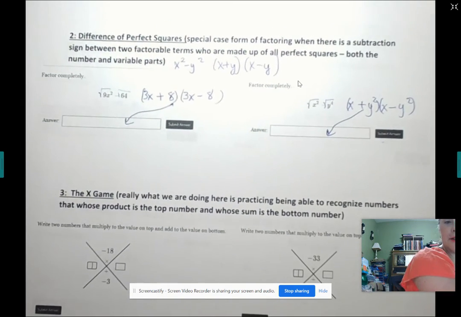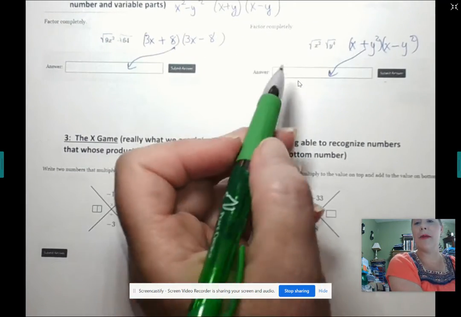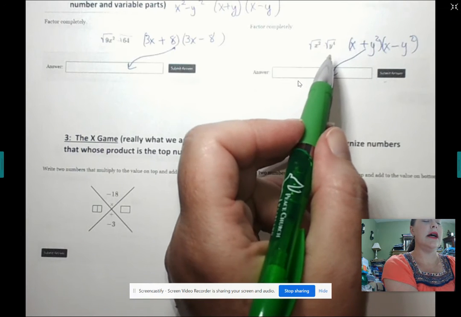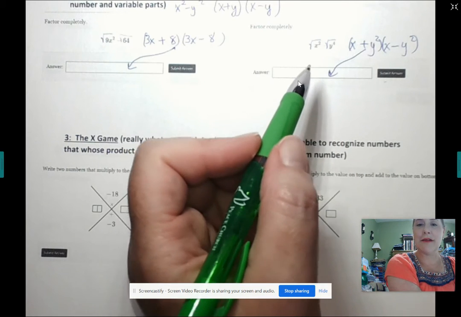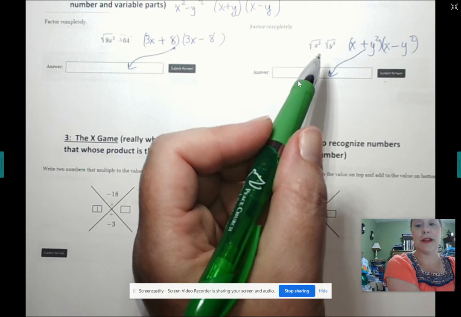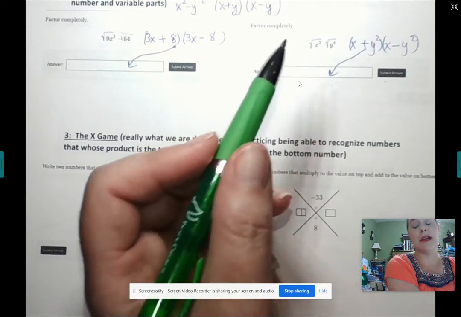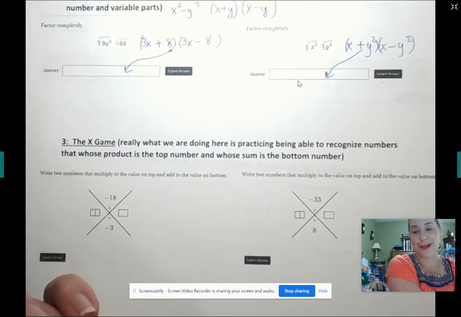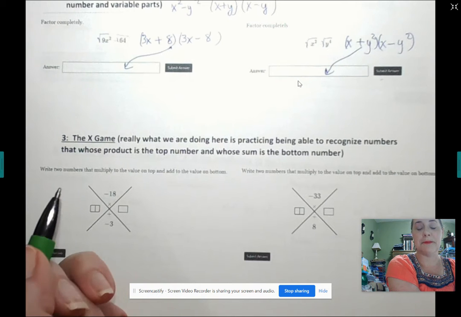So difference of perfect squares is pretty easy. Even if you have higher powers, 8th powers, 12th powers, any even power is a perfect square. If there's a coefficient in front of it, you have to make sure that it is a perfect square too. Otherwise, you couldn't have done this.